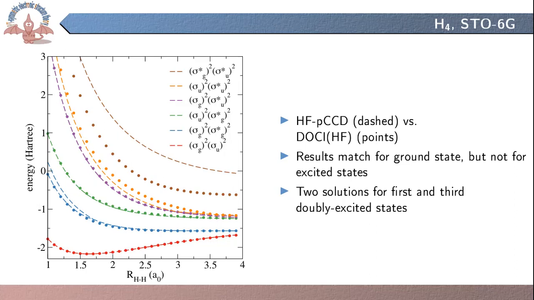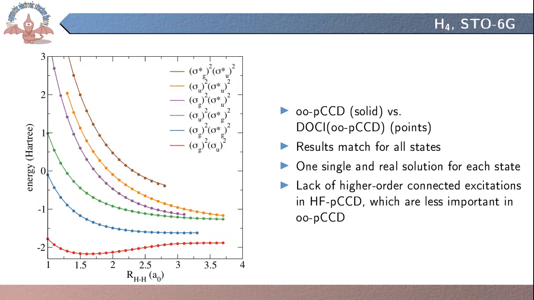But then when we optimize the orbitals, now the reference is good, and you don't have to account much for higher order excitations, because they would introduce only some residual correlation effects. So double excitations would be the most important. Connected doubles are the most important, and they're present in both DOCI and pCCD. And then this explains the good matching for the energies in this case.